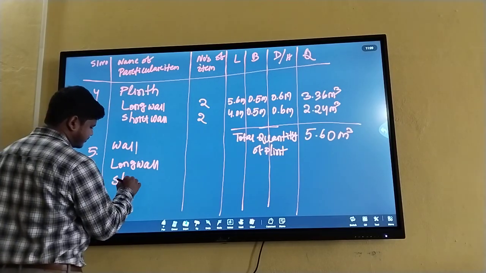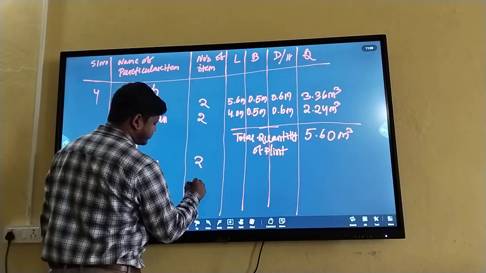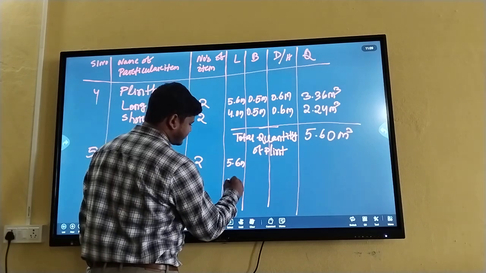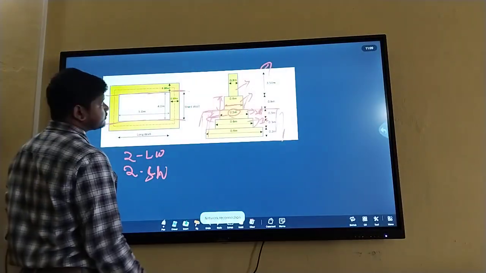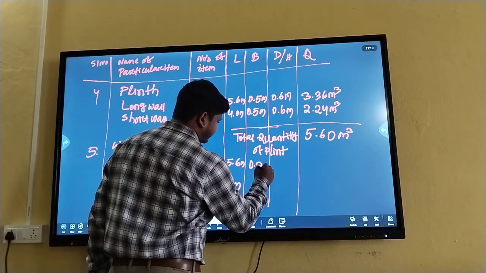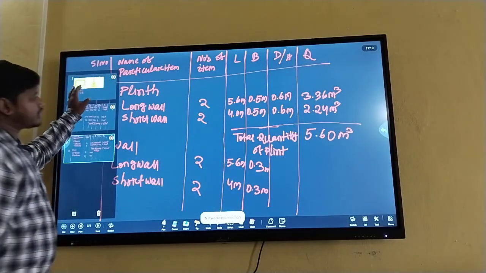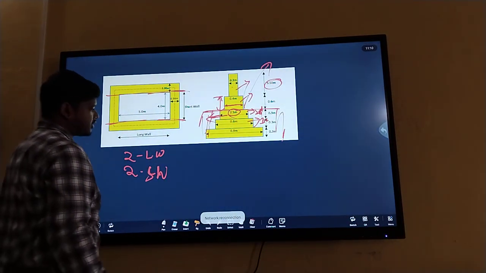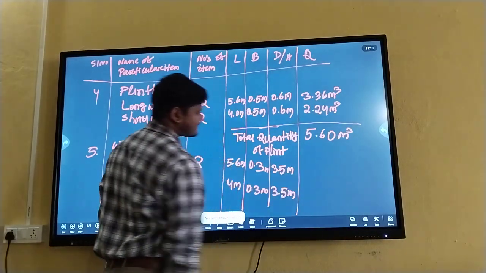Long wall, short wall. We know that there are two long walls and two short walls. Also we know that the length of long wall is 5.6 meter, short wall is 4 meter, and breadth is 0.3 meter, and depth or height is 3.5 meter.